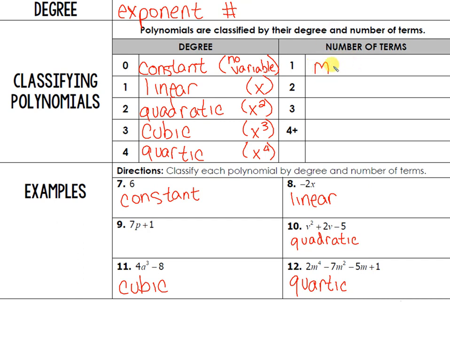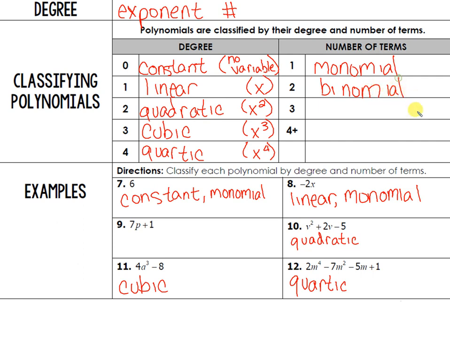So one term is called a monomial. This 6, it's one thing. It's a monomial. Negative 2x is one set. It's just one thing. So it's a monomial. Mono, meaning one. 2 is going to be binomial. So when I look at number 9, 7p plus 1, we have two separate things. Number 9 would be a binomial.